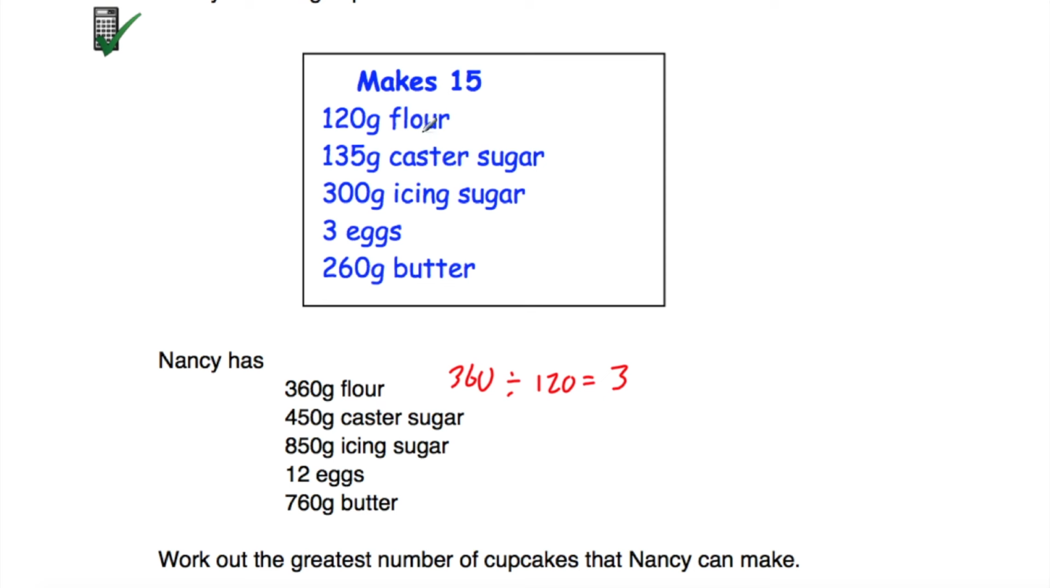And I'm going to now do this with all the other ingredients as well, because then we can see how many times more caster sugar she has, and icing sugar, and eggs and butter, and then we can look for the lowest one, because the lowest one's going to be the one that limits how many she can make.